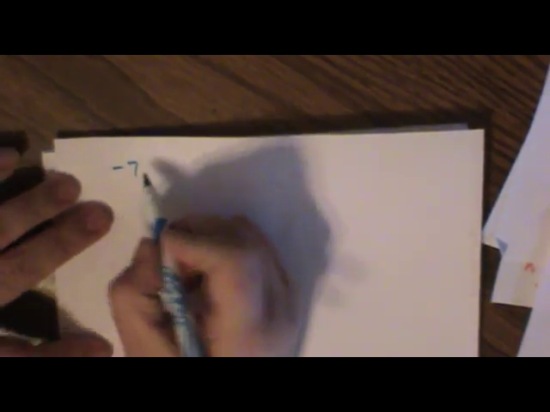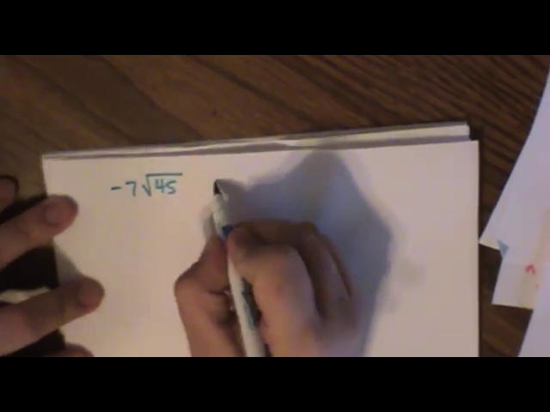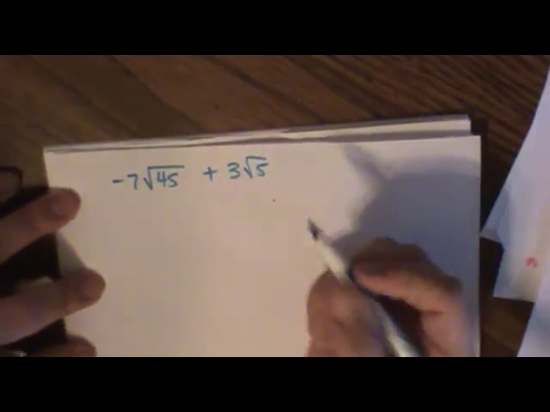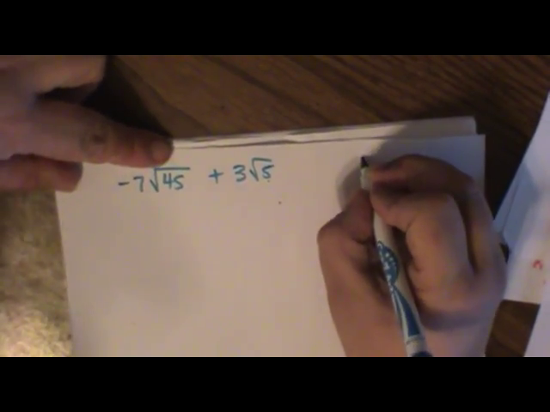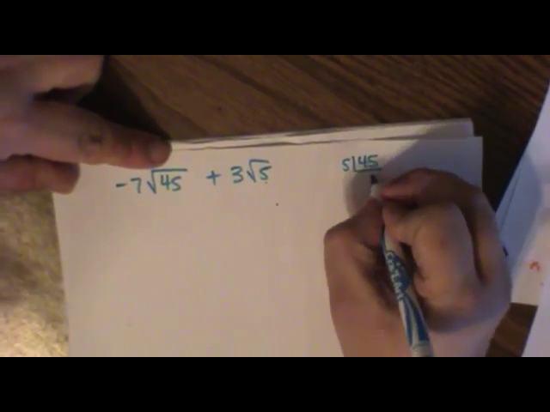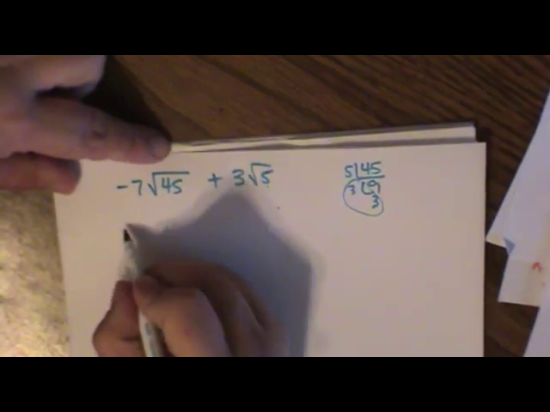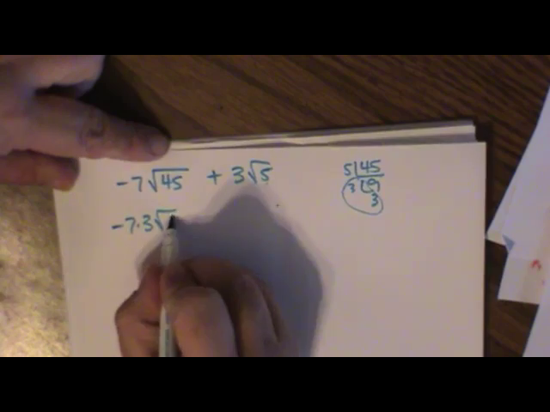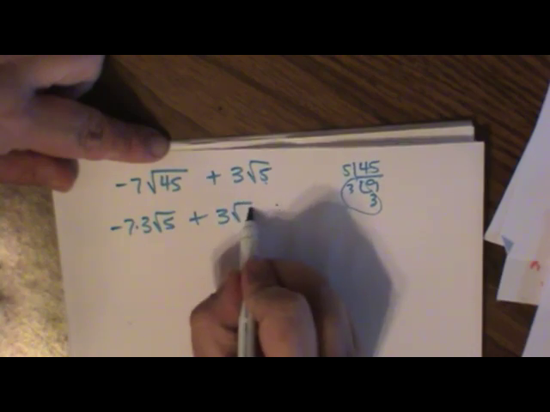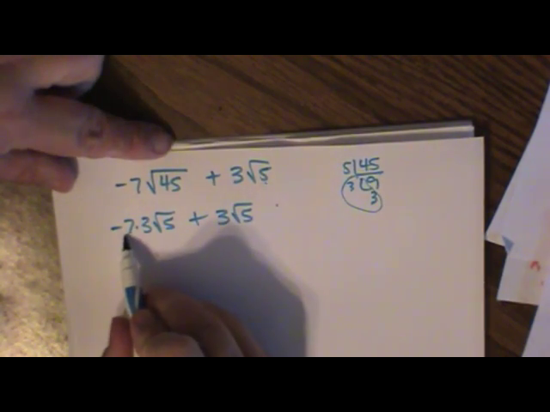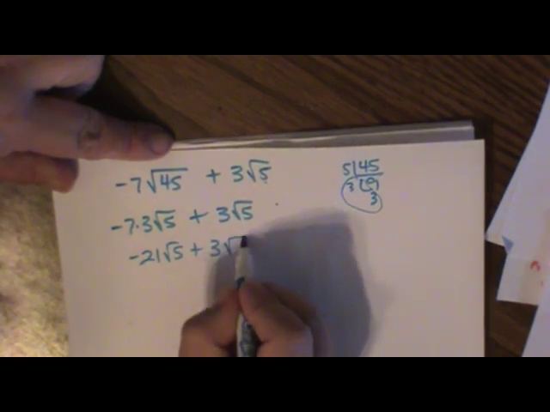We have a -7 square root of 45 plus 3 square root of 5. We already know the 5 is as simple as it's going to get. Earlier we took 5 out of 45, had a 9, which is 3 times 3, so we got a pair of 3's. So we have -7 times 3 square root of 5 here. And we can't pull anything out of the other one. It's as simple as it's going to get. So we have -7 times 3 is -21 square root of 5 plus 3 square root of 5.